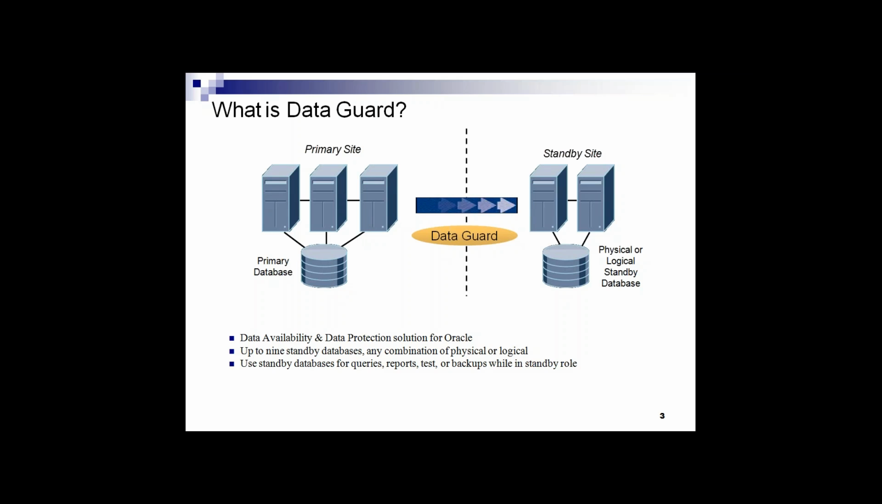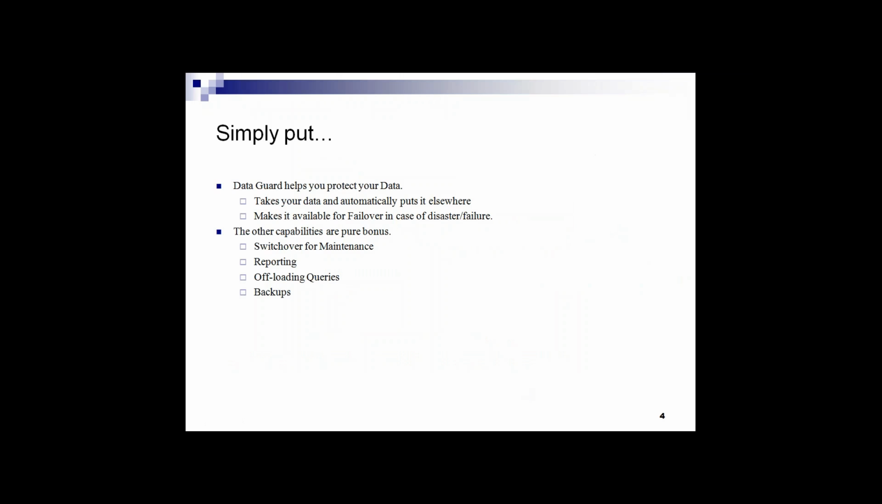In 11G, we have one feature, Active Data Guard, which we'll discuss later on. So we'll discuss what exactly Active Data Guard is. In brief, Data Guard is basically used for data availability and data protection. Moving to the next slide, Data Guard helps you protect your data: it takes your data and automatically puts it elsewhere. As in the previous slides, changes happening at the primary site automatically get reflected at the standby site, making it available for failover in case a disaster happens.